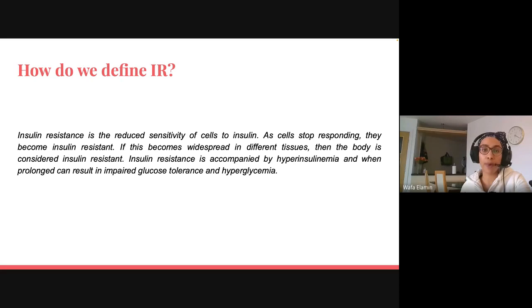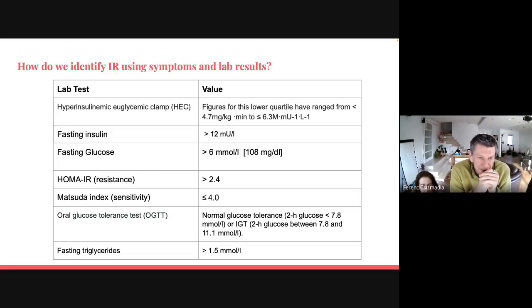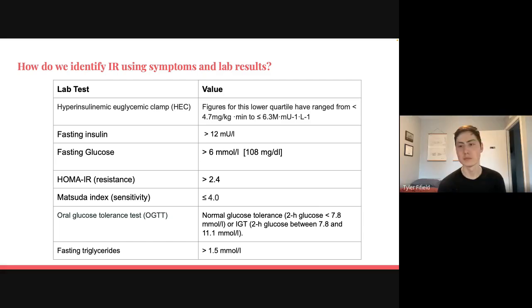Insulin resistance is accompanied by hyperinsulinemia, and when prolonged can result in impaired glucose tolerance and hyperglycemia. So that's sort of what we've got for now, including both the cells individually and then larger tissue, the whole body, and then finally also putting in that factor of hyperinsulinemia. That's it. Yeah, I like it very much because I think this responds to a lot of questions that we had. If we answer it this way, yeah, I like it. Okay, who's up?